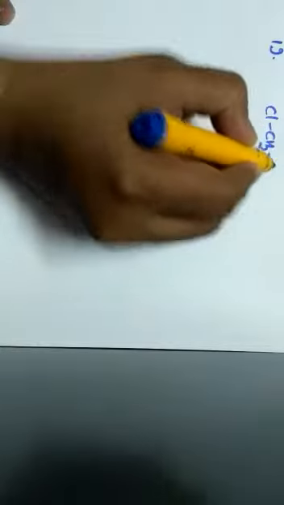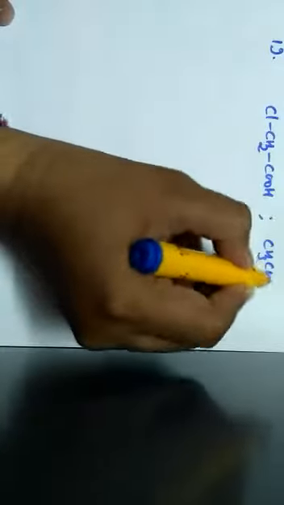Let us continue with the next thing, that is question number 19. Chloroacetic acid is a stronger acid than acetic acid. This can be explained using... So first let us write the formula for chloroacetic acid. So this is chloroacetic acid and this is acetic acid.